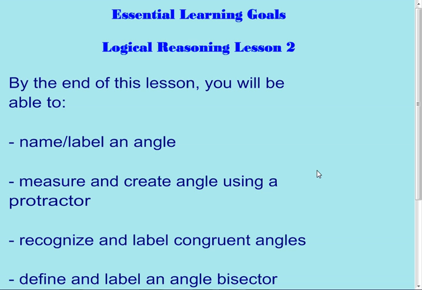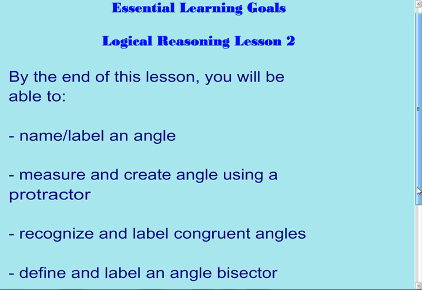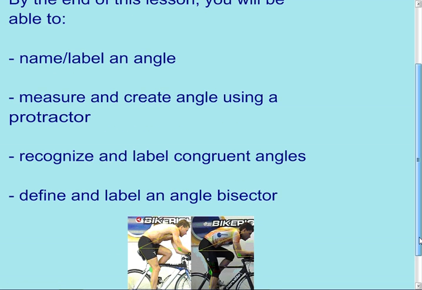We are going to name, I've already kind of talked about this, because I couldn't see how we could do yesterday without doing it. But we're going to name and label angles. We are going to measure and create angles using a protractor, and recognize and label congruent angles, define and label an angle bisector. It's all vocabulary. Again, so these are the protractors that you can borrow and use in class.